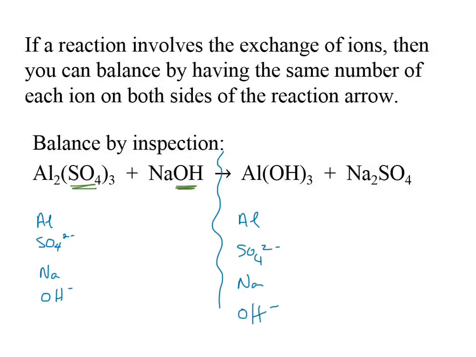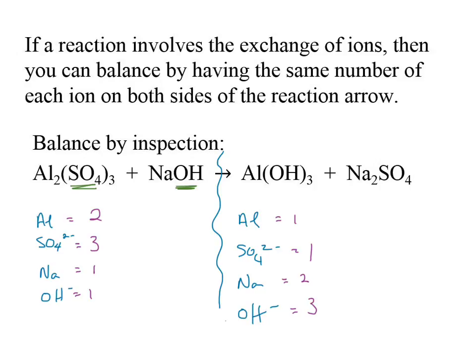So aluminums, it looks like we start out with 2. Sulfates, if we have coefficients of 1 across the board, I'm looking at 3. Sodiums looks like 1, and OHs over here looks like 1. Then aluminums on the product side looks like 1, sulfates on the product side looks like 1, sodiums on the product side looks like 2, and hydroxides on the product side looks like 3.